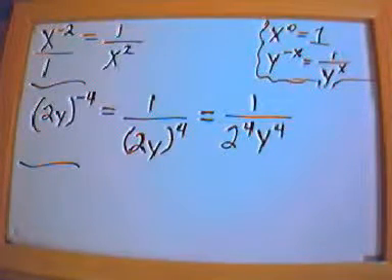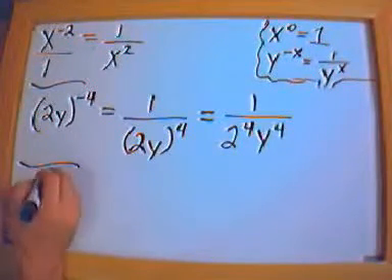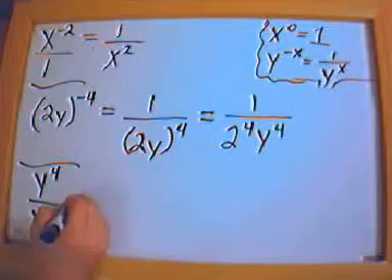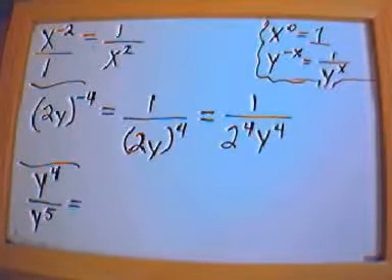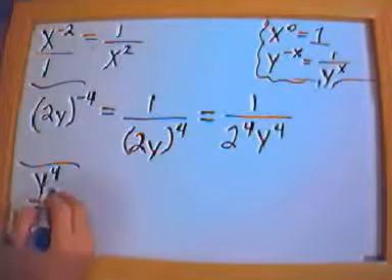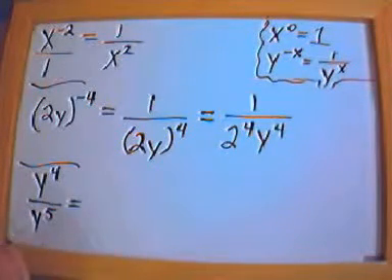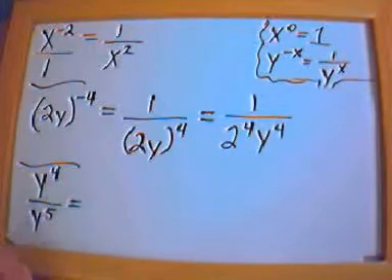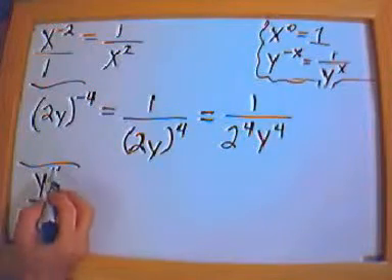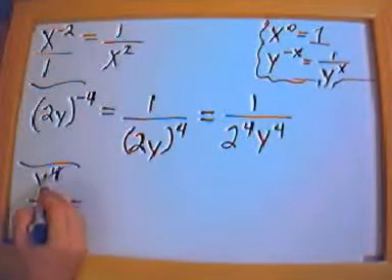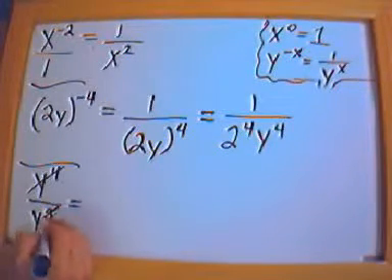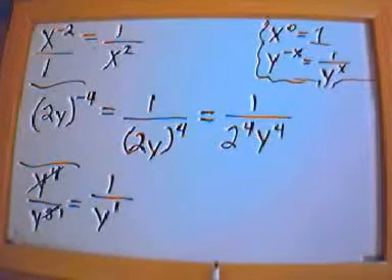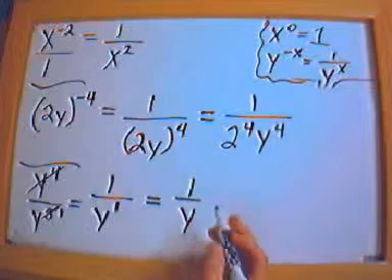Okay. Now what if I have something like y to the 4th over y to the 5th? Well, I've got 4 y's on the top, y times y times y times y, and on the bottom I've got 5 y's. Y times y times y times y times y. So I've got an extra y on the bottom. I've got 4 on the top and 5 on the bottom, so I can cancel all 4 of them on the top, and I can cancel all but 1 on the bottom. So the answer is going to be 1 over y to the 1st power, which is simply 1 over y.